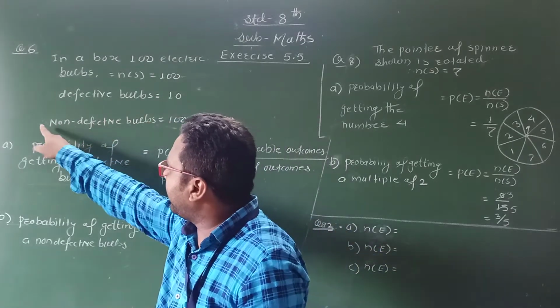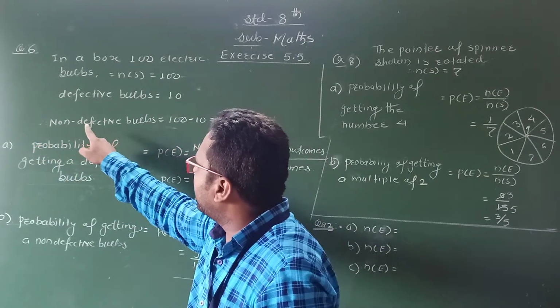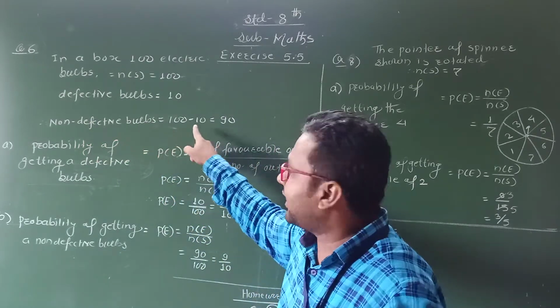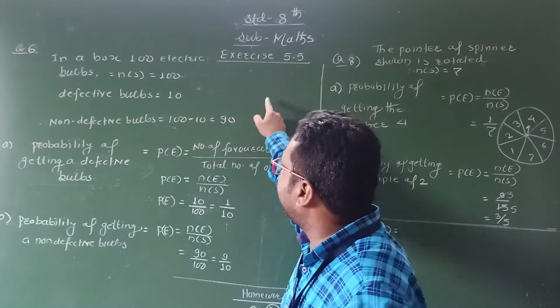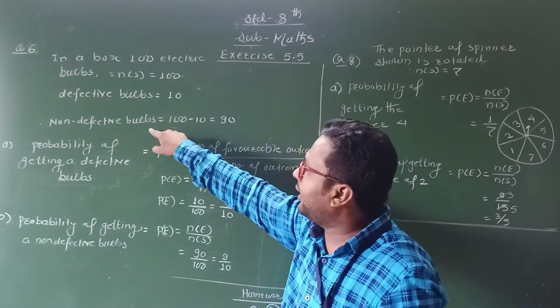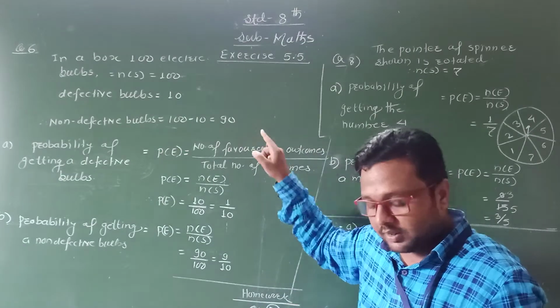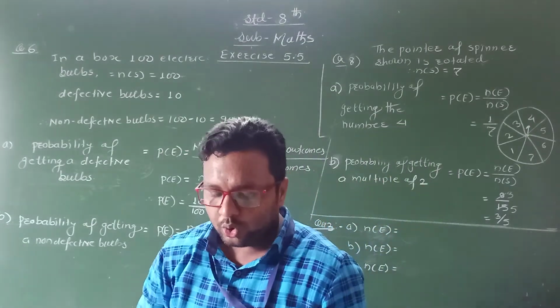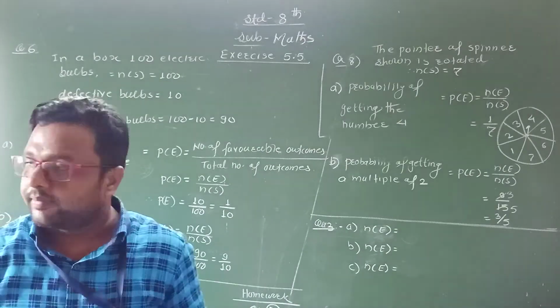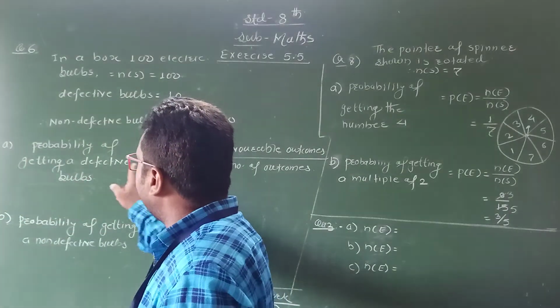From that we can find out the number of non-defective bulbs. It is equal to 100 minus 10, that is 90. Okay, total 100 bulbs are given. Defective bulbs are 10. Therefore, non-defective bulbs are 90. Then, to find out the probability for getting the defective bulbs, now we know the formula.